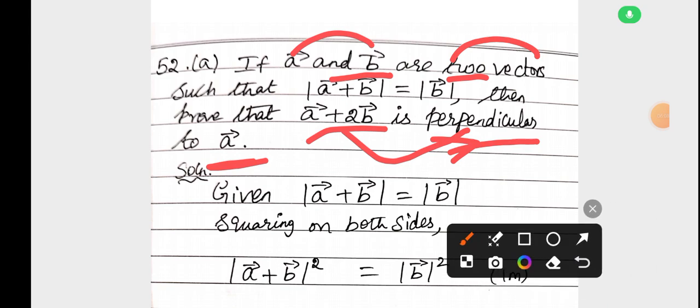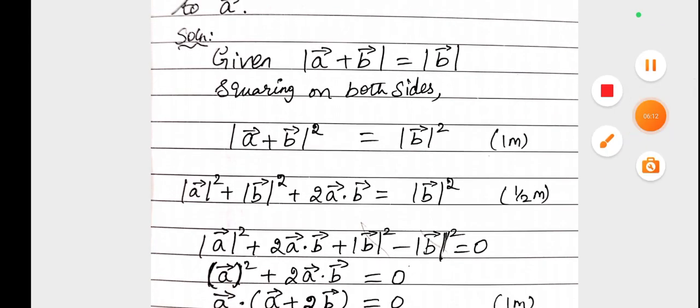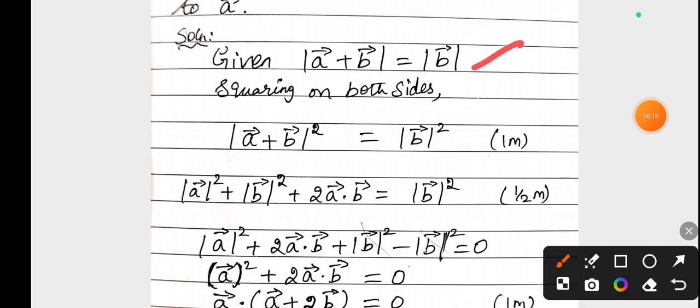So we just start doing. They have given A vector plus B vector equals magnitude of B vector. Squaring on both sides, children. Why, sir, are we doing squaring on both sides now? Then we have a chance of getting 0. So we will do squaring on both sides.